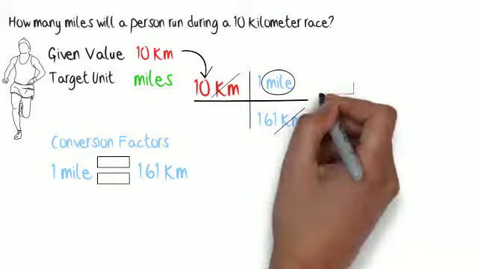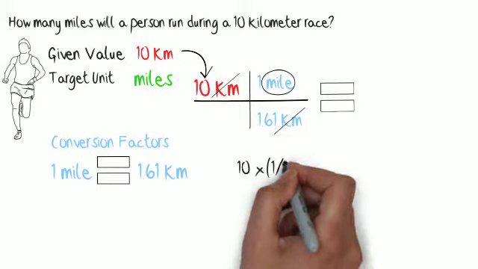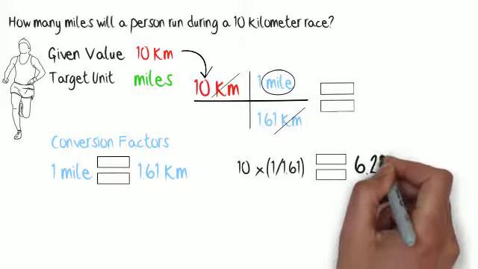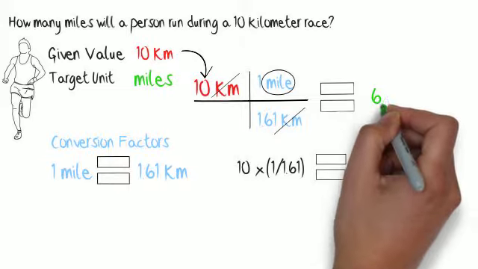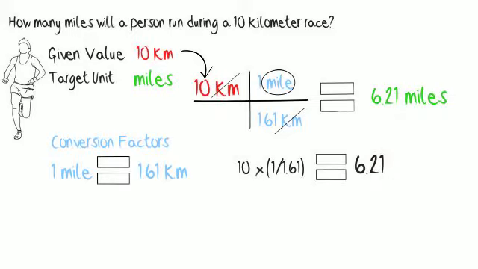So now we just solve it. We're going to take the 10 and multiply it by 1 over 1.61, which means we're basically saying 10 divided by 1.61. So that gives us 6.21. So the answer is 6.21 miles. A person running a 10-kilometer race will run 6.21 miles.